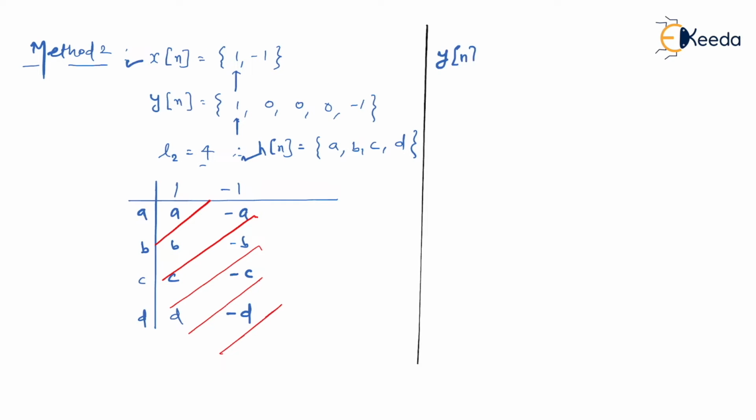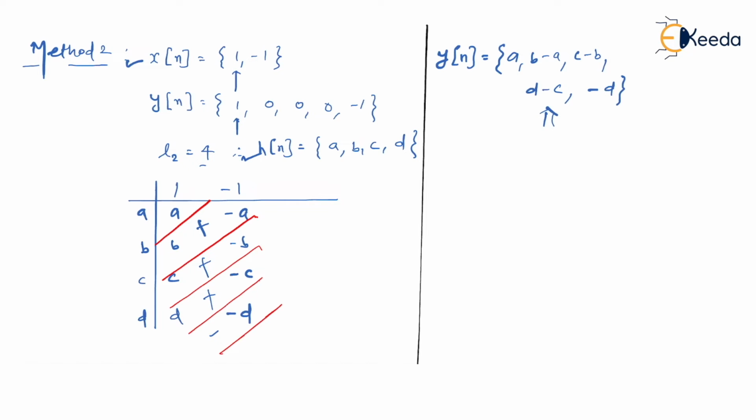Let me write now y of n. The first element is a, comma, minus a plus b, or I can write b minus a, comma, I can write c minus b, comma, d minus c, and the last element is minus d.